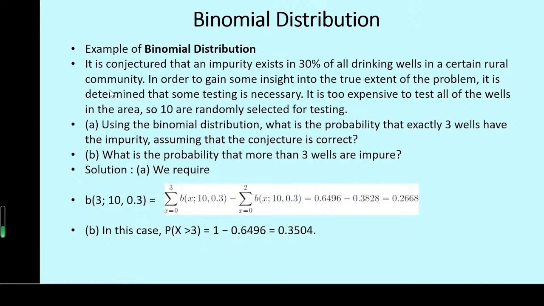So another example is, it is conjectured that an impurity exists in 30% of all drinking wells in a certain rural community. In order to gain some insight into the true extent of the problem, it is determined that some testing is necessary. Because it is too expensive to test all of the wells in the area, 10 are randomly selected for testing. So question A is, using the binomial distribution, what is the probability that exactly 3 wells have the impurity, assuming that the conjecture is correct?